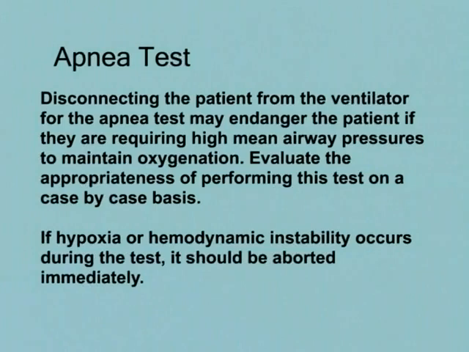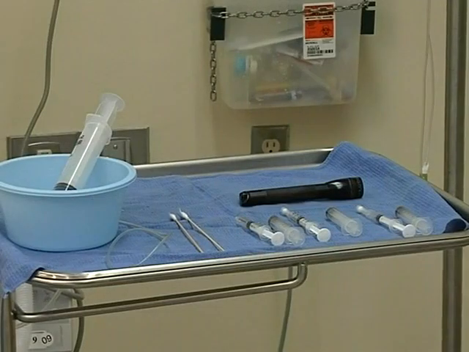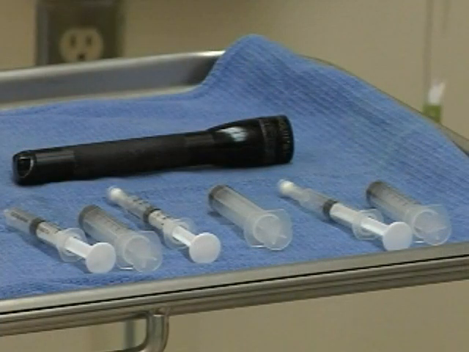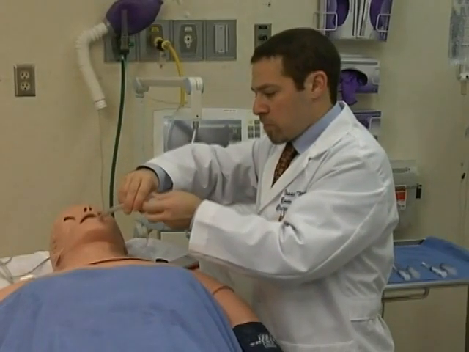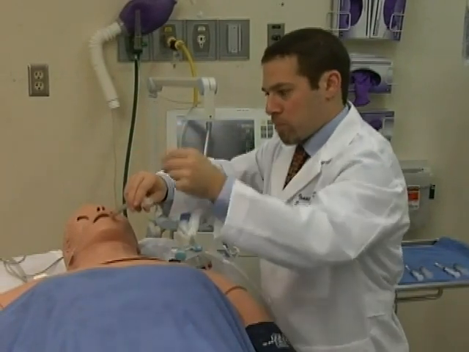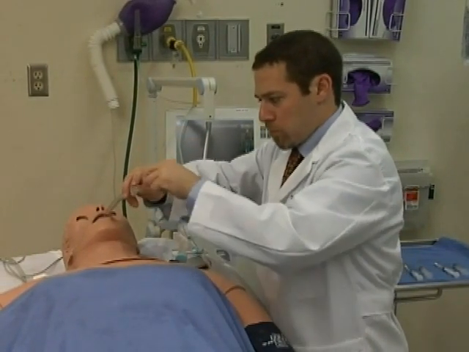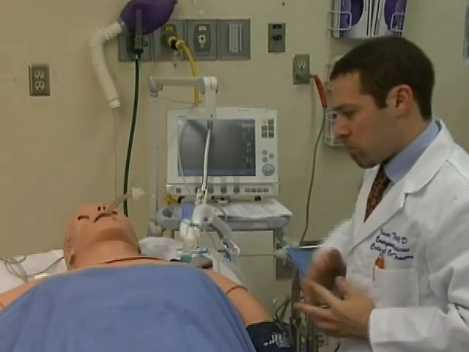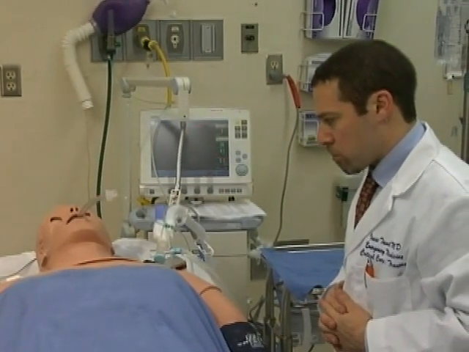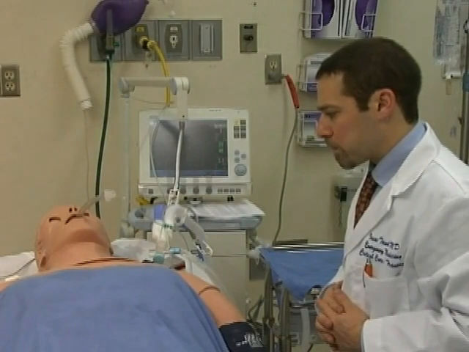Likewise, if hypoxia or hemodynamic instability occurs during the test, it should be aborted immediately. Then, we must have everything prepared, including several arterial blood gas syringes. Further, this test must be performed in collaboration with the bedside nurse and the respiratory therapist. First, we draw an arterial blood gas to ensure that the patient's PCO2 is within their normal limits. We then disconnect the patient from the ventilator and introduce supplemental oxygen via a nasal cannula placed through the endotracheal tube, sitting at the carina. We watch closely and continuously for the chest to rise as an indicator of an intact respiratory drive. If the patient initiates any respiratory effort, brain death is ruled out.